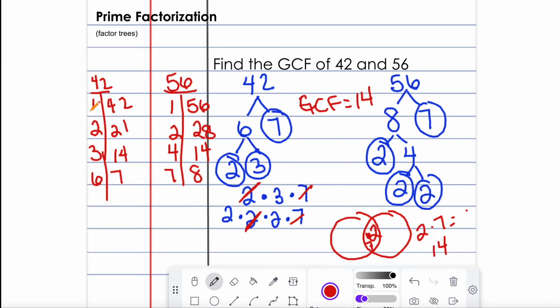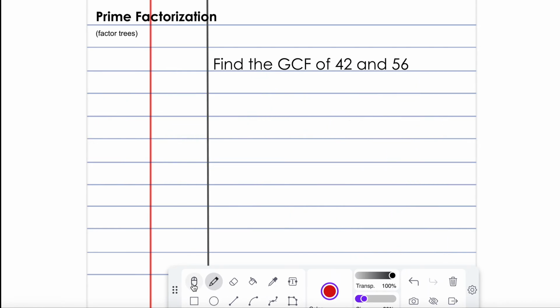So if I went through the old way of doing it, you can see they have 1s, they have 2s, they don't have a 3, then they have 7s, and they have 14s. And the largest number they have that's the same is 14. So it works. So let's try another one. Find me the greatest common factor of 18 and 27.